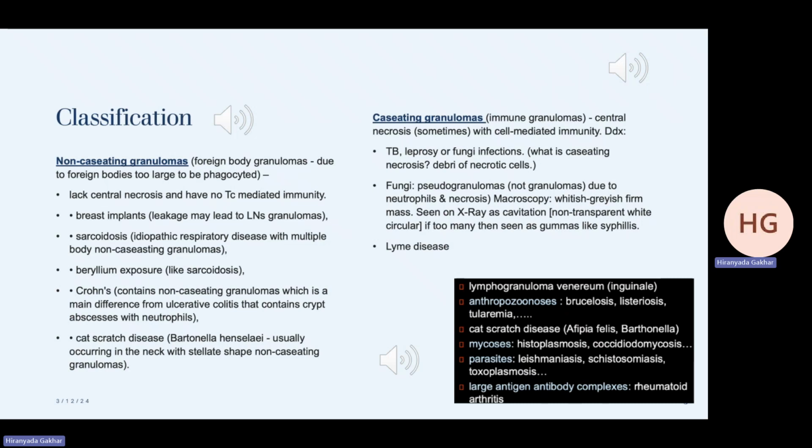They are whitish gray and sort of like a firm mass which is seen on an X-ray. Other etiologies for this particular type of granuloma include the lymphogranuloma venereum, which is caused in syphilis. Other etiologies are brucellosis, listeriosis, tularemia. With fungus, we can see it in histoplasmosis, and it is also seen with parasites such as schistosomiasis and toxoplasmosis. Other than that, in case of a non-infectious etiology, we can find them with rheumatoid arthritis.